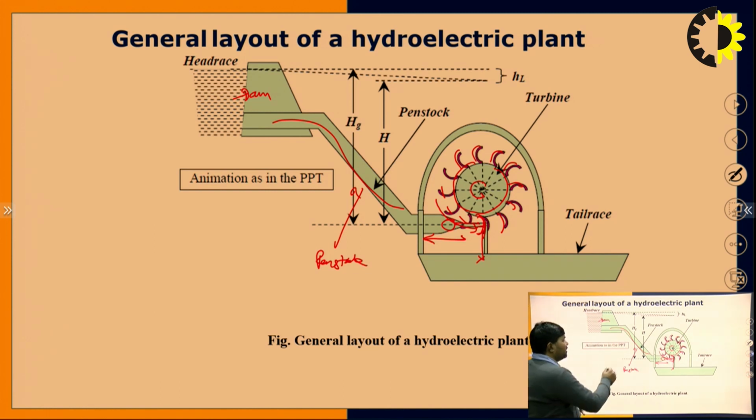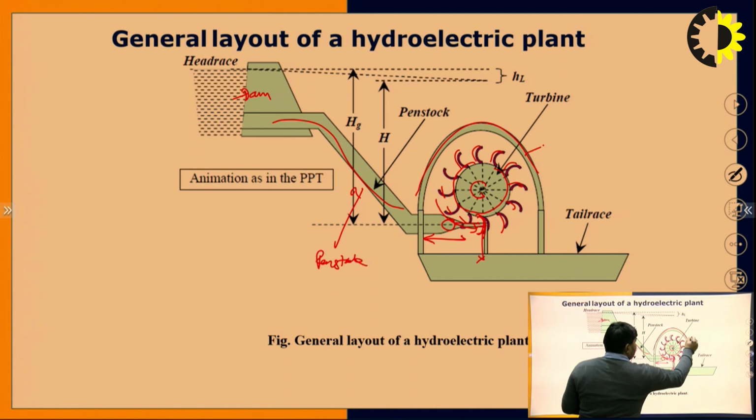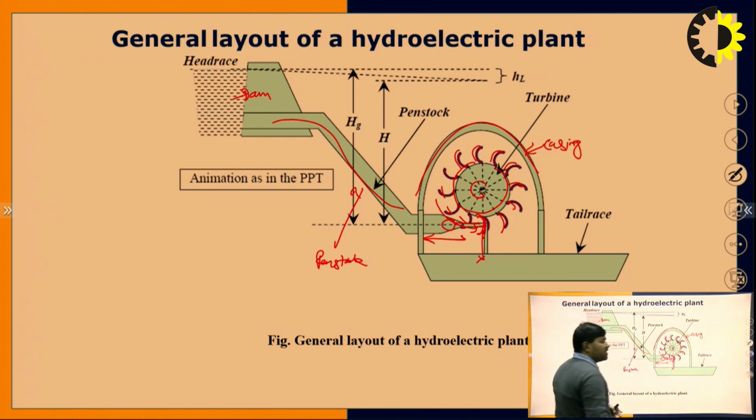Here you can see all the potential energy is converted to kinetic energy, and this is the casing of this turbine. The purpose of the casing is to avoid the splashing of the water. And this is the shaft of the turbine, which is connected to the alternator, and the alternator will rotate. A three phase alternator is there. It converts the mechanical energy to the electrical energy.